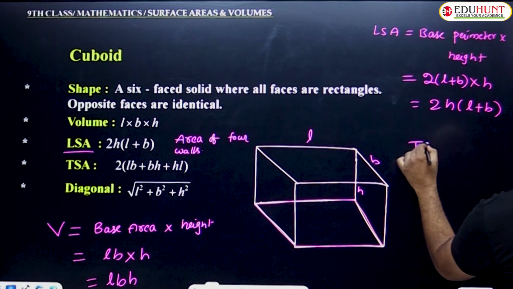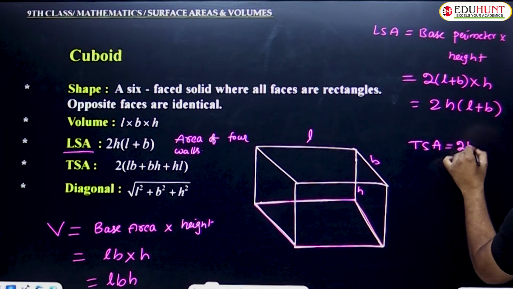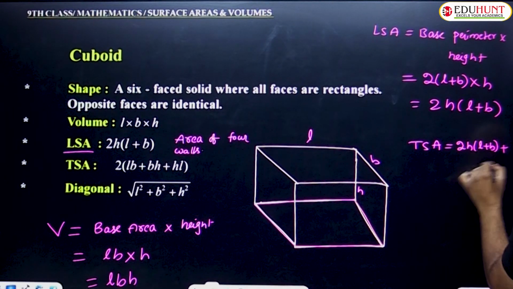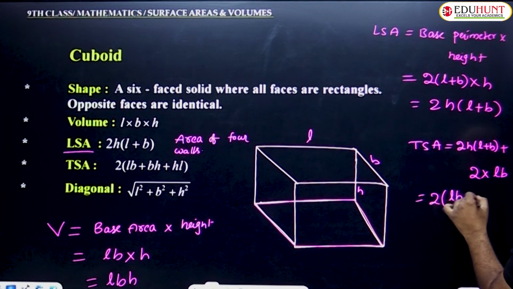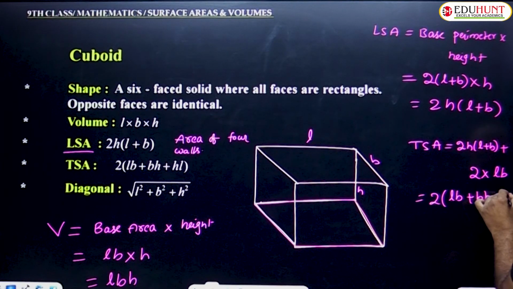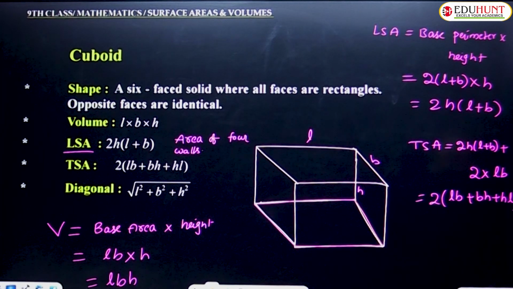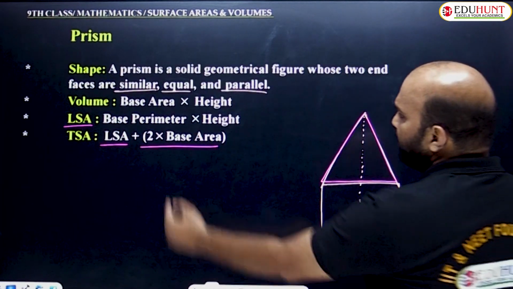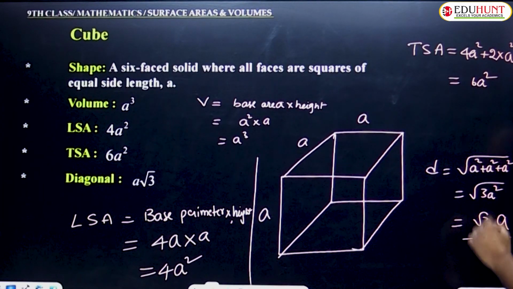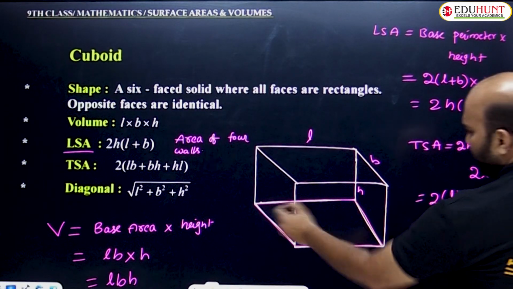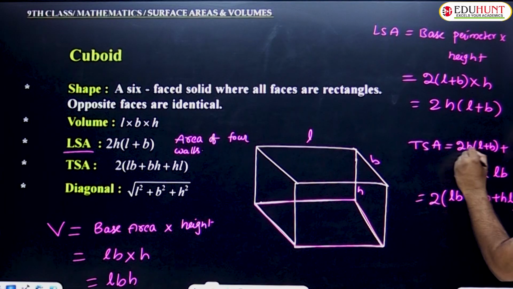Total surface area can be written as lateral surface area, nothing but 2h into L plus B, plus 2 into base area. So base area means LB. Taking 2 common, it can be written as 2 into LB plus BH plus HL. So this is the total surface area. According to the prism, total surface area is lateral surface area plus 2 into base area. The base shape is a rectangle, so base area is L into B.